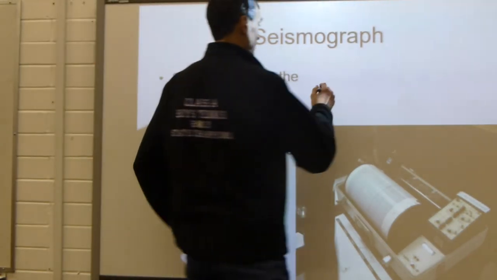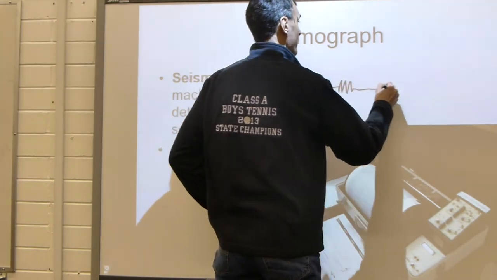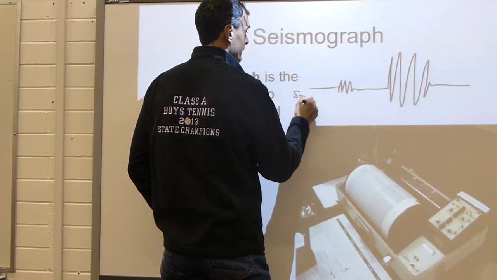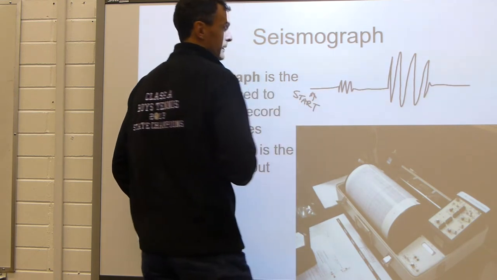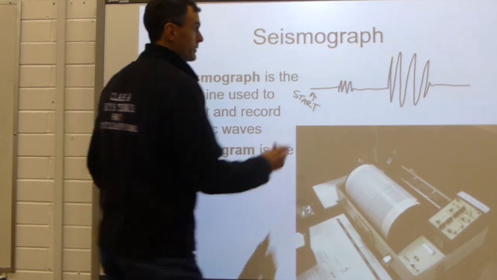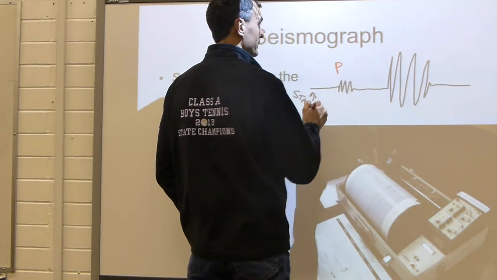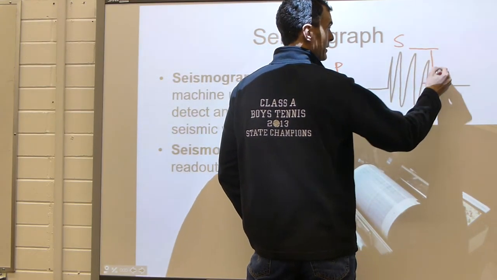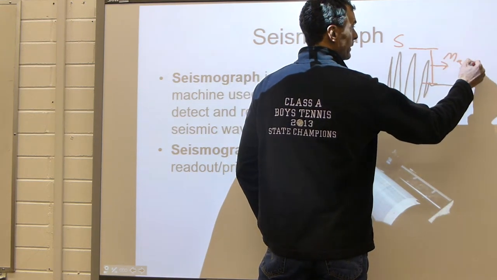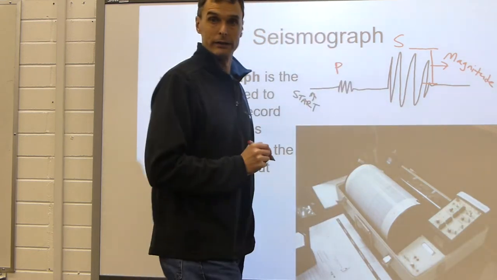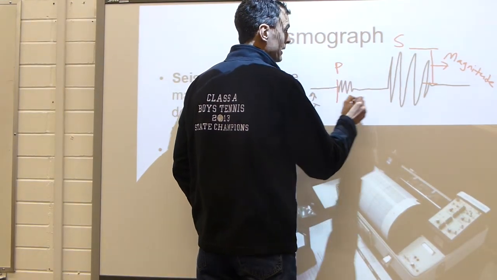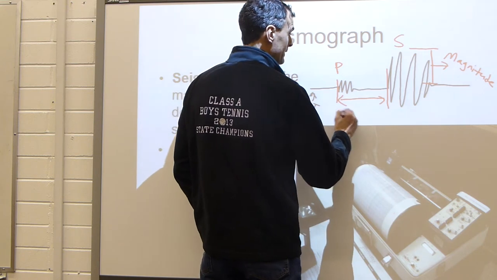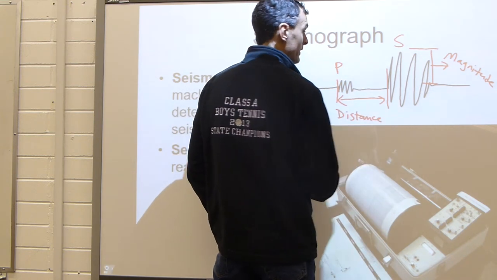So here's a simple seismogram. This is the start right here. Okay? So we know that P waves are faster, so these are the P waves right here. S waves are slower, these are the S waves. If we measure the height of the S wave, because we know they do the most damage, this will tell us the magnitude of that earthquake. And if we measure the time that it takes between the arrival of the P wave and the arrival of the S wave, because we know they're not the same speed, then we can figure out the distance to the epicenter.